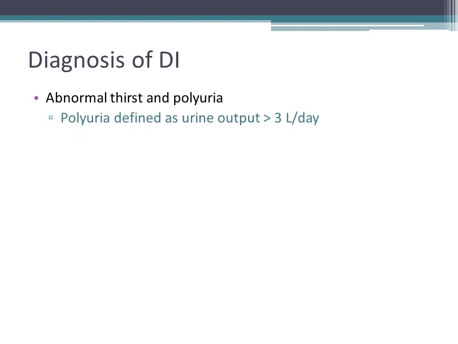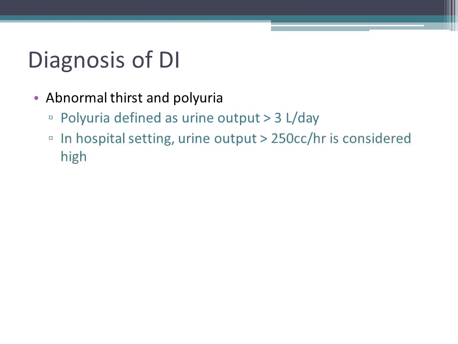How do you diagnose diabetes insipidus? The typical symptoms of polyuria and polydipsia, and the definition of polyuria is putting out urine over 3 liters per day. Remember, you have to distinguish this from primary polydipsia, which is a psychological issue where patients like to drink a lot of water. In the hospital, passing urine more than 250 cc's per hour for several hours is considered high and should alert the physician to the possibility of having diabetes insipidus.